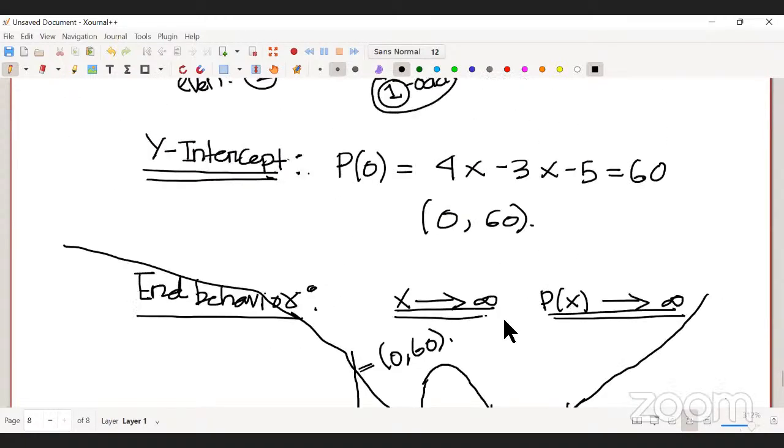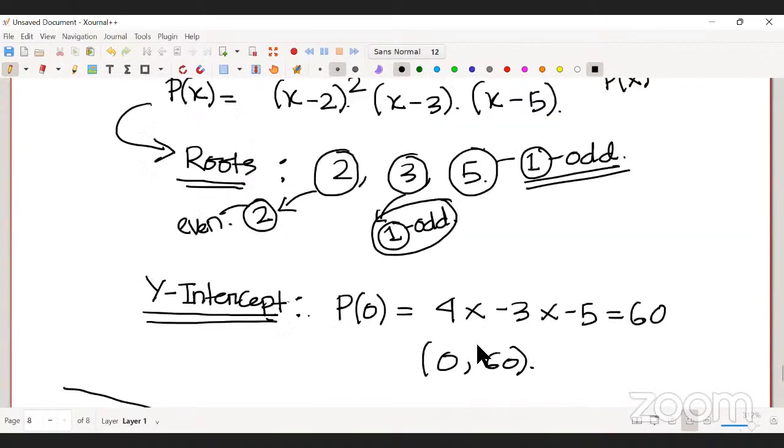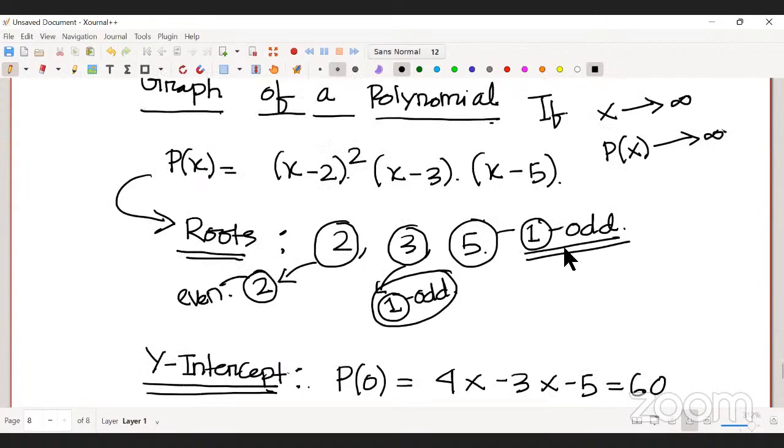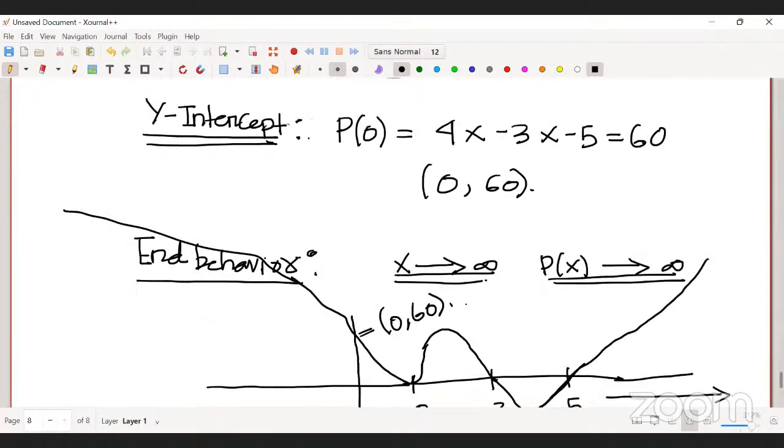So when you want to draw a graph, the most crucial thing is you need to know what the roots are and what the multiplicity of these roots is, and one more thing is the end behavior. Once you know the end behavior and the multiplicity of the polynomial, from there you can easily draw the graph of the polynomial.